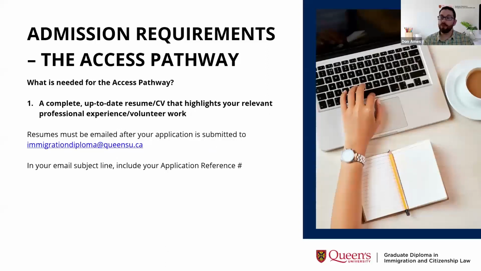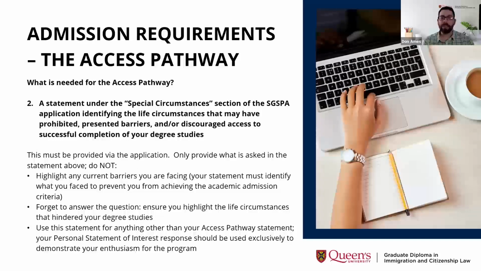So with the resume, you email it directly to us at the program office, and make sure you include your application reference number in any of your correspondence with our program. And with the statement, make sure you highlight the past issues that hindered your academic study. So tell us why you weren't able to achieve that B, or you weren't able to finish your undergraduate program. Do not highlight any of the current barriers. We don't need to know what your family situation is right now. If you're experiencing difficulties moving forward, it all needs to focus on your past experiences.